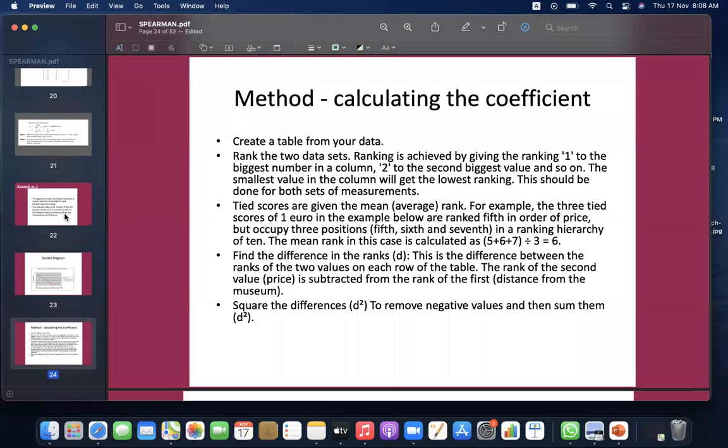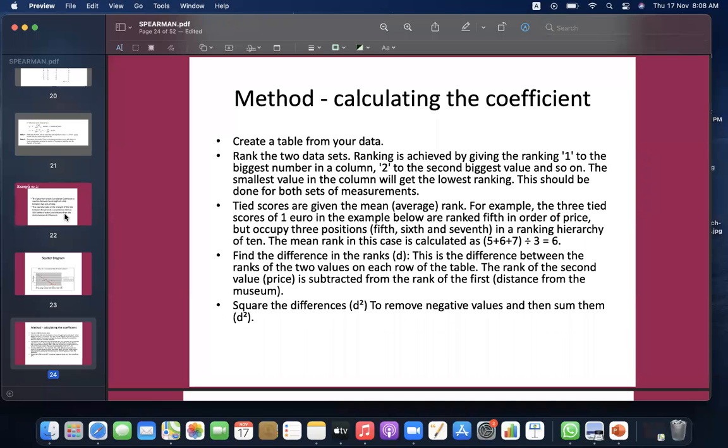Now the method of calculating the coefficient. First, after collecting the data, we create a table from the data. Number 2, rank the two data sets. Ranking is achieved by giving the ranking 1 to the biggest number in a column and 2 to the second biggest value, and so on. The smallest value in the column will get the lowest ranking. So that's how we do the ranking.